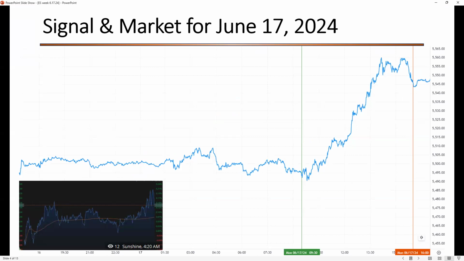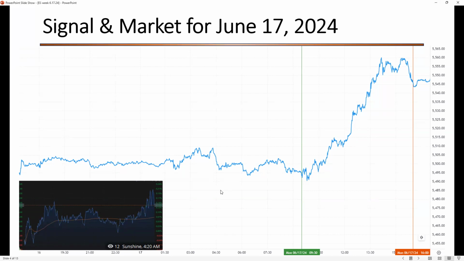The market on Friday, June 14th, closed with a range buy signal and a monthly buy signal. For Monday, June 17th, the reference chart is suggesting an overall up day, but there could be some chop in between.